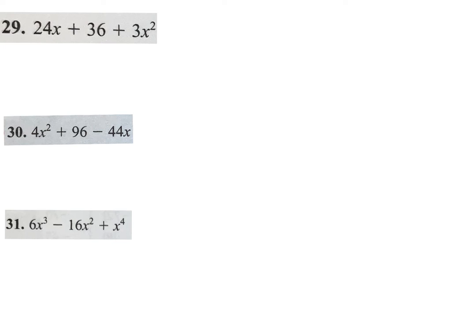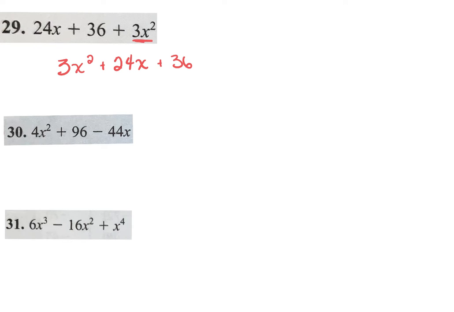So your instructions told you to put it in standard form. So the first thing we would do is rewrite this one. Standard form would have looked like this: 3x squared plus 24x plus 36. Your first rule of factoring is to look for a common factor.